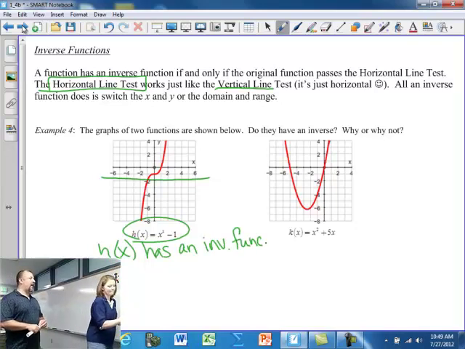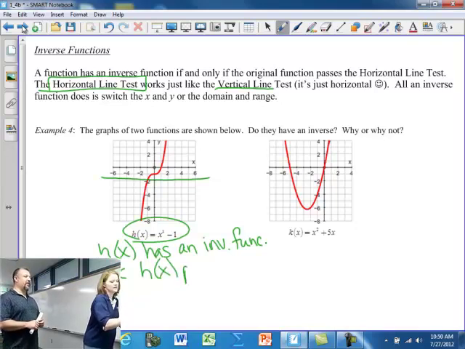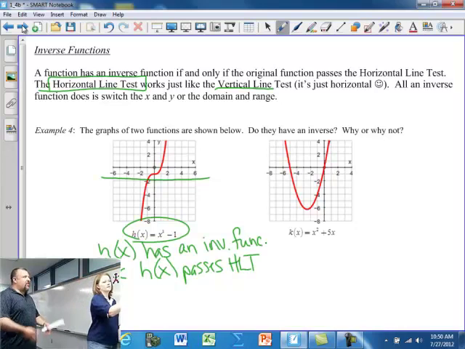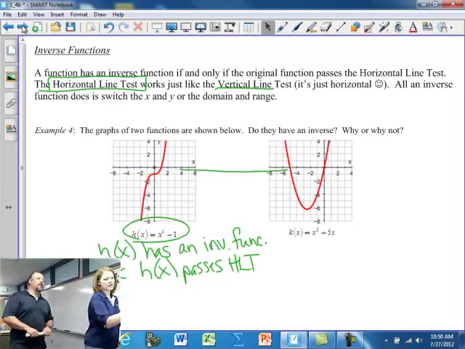Can I abbreviate? Inverse function. Okay. Because why? Because h of x passes the horizontal line test. Piece of cake. That's it. It's a sentence though. Okay? Answer in a sentence.